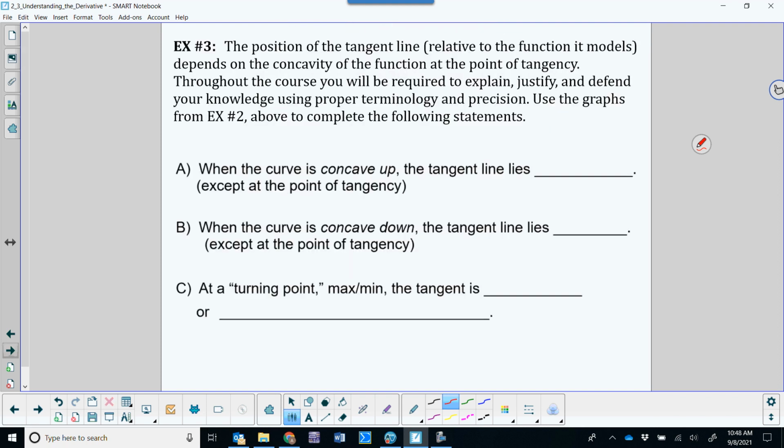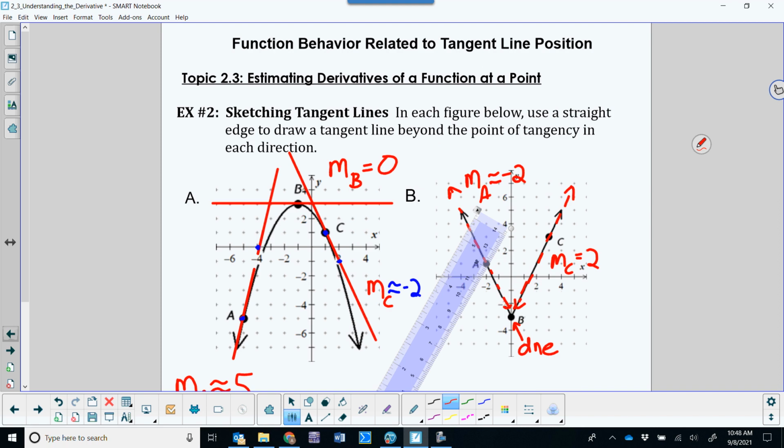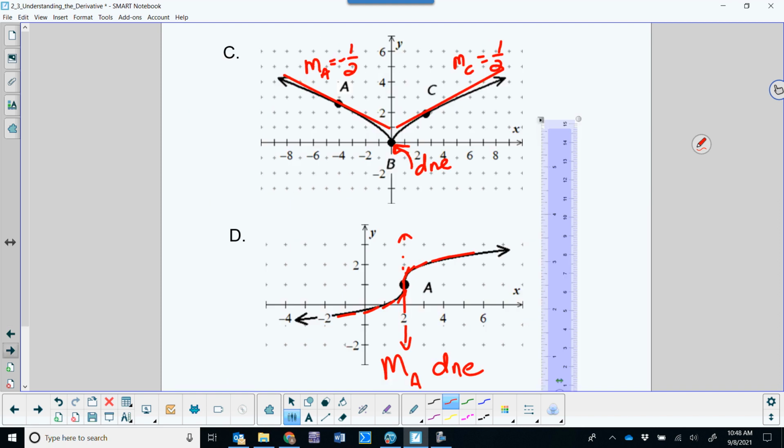So now let's answer some questions about what we found. The position of the tangent line has to do with the concavity and tells us where the tangent line lies. Question A says, when the curve is concave up, where does the tangent line lie? Let's see where we have one that's concave up. The only one we have that shows concave up would be D here. If I were to draw a tangent line anywhere on this concave up part, concave up meaning like a right side up bowl, the tangent lines are going to be underneath no matter what.